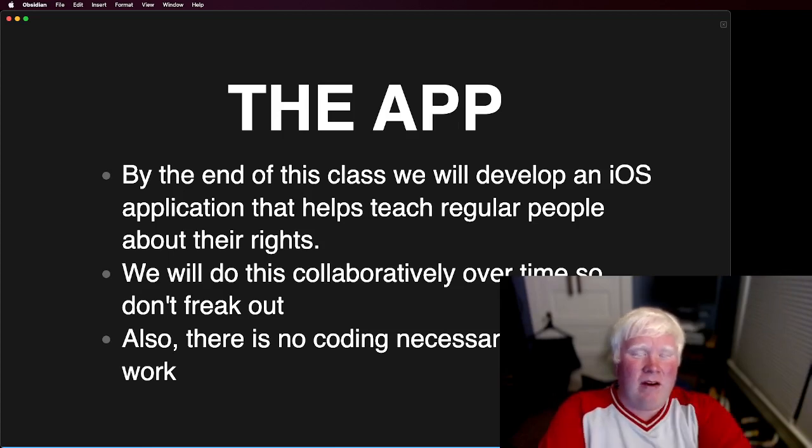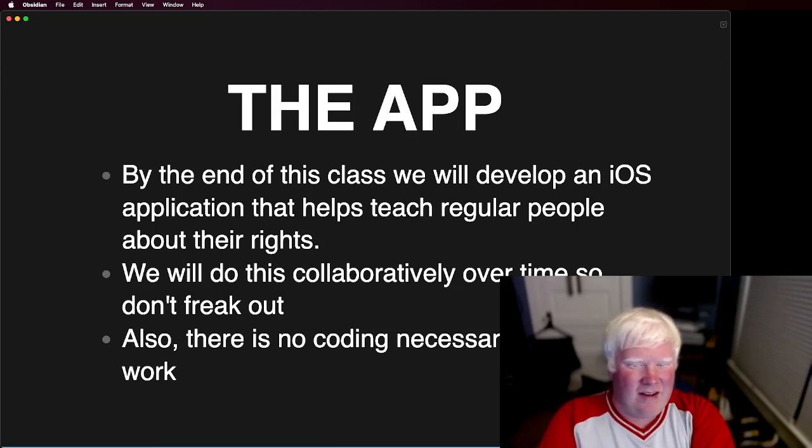And also, there's no coding knowledge necessary to make this work. If we have people who like coding, by all means, you're going to be involved in the coding aspect if you choose to. If you're somebody who is sitting there saying, I can't make an application, we need lots of people to help develop content and work on what we're going to teach and how we're going to teach it.